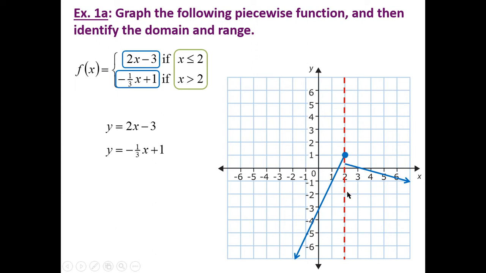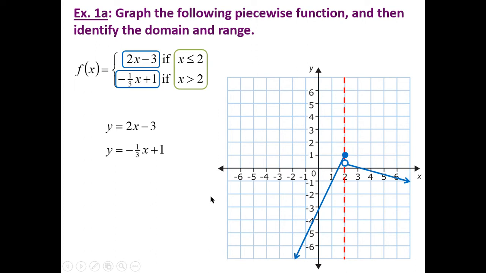We're going to put a dot that's filled in, a circle that's filled in there to represent that 2 is a value that x could be on this line. And our bottom equation says greater than 2, meaning it'll never actually be equal to 2 on that line. So we'll put in a circle that's not filled in. And then the last part is to identify domain and range.